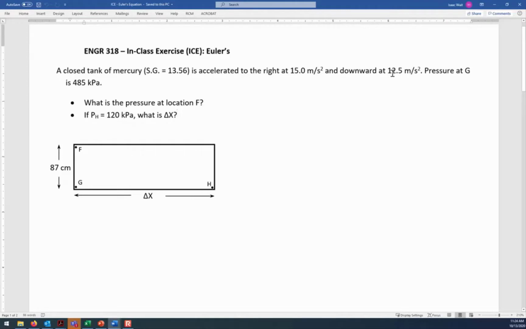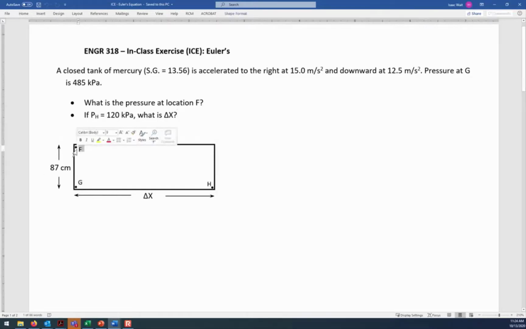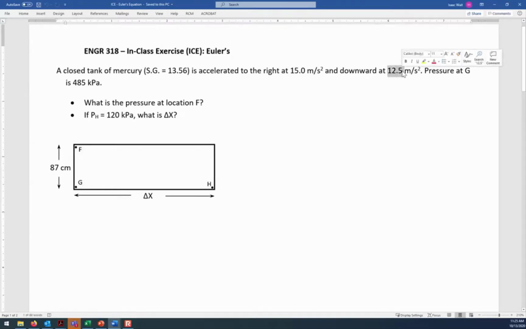If it's accelerating down at 12.5 meters per second squared, that's more than g. g is 9.81 meters per second squared. If it was accelerating down at g, then the pressure at this location and this location would be the same. That would be weightlessness, no pressure variation. But since it's accelerating down faster, the pressure at F is going to be bigger than the pressure at G. This downward acceleration is overcoming the hydrostatic effect.